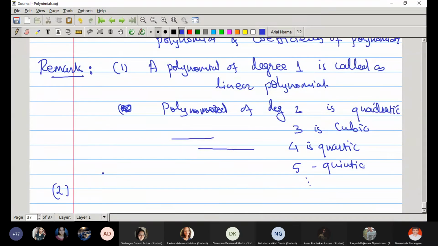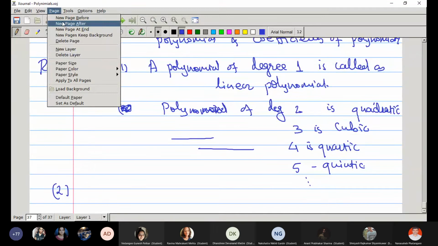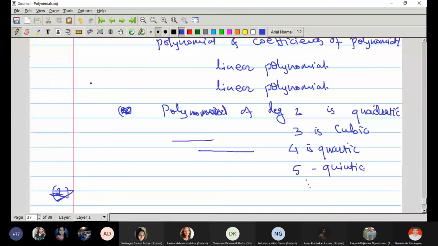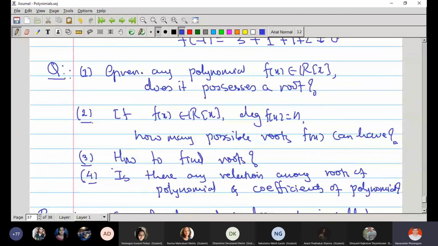So now the basic question is, does every polynomial possess a root? This is a very basic question, right? And there is a theorem, the fundamental theorem of algebra.